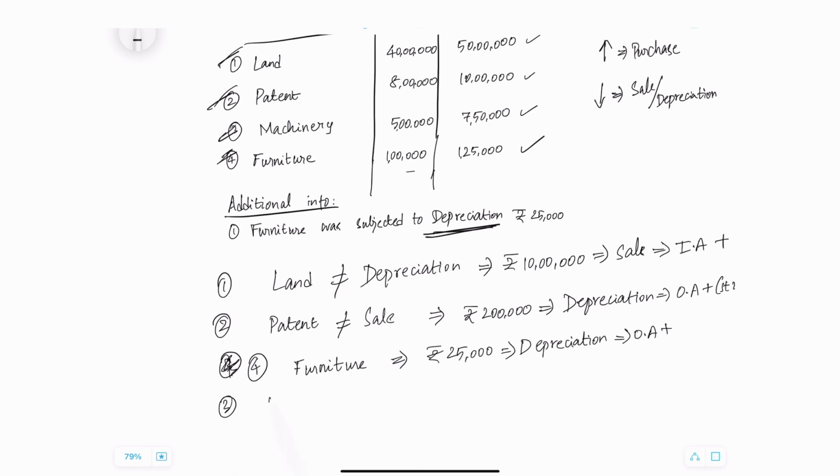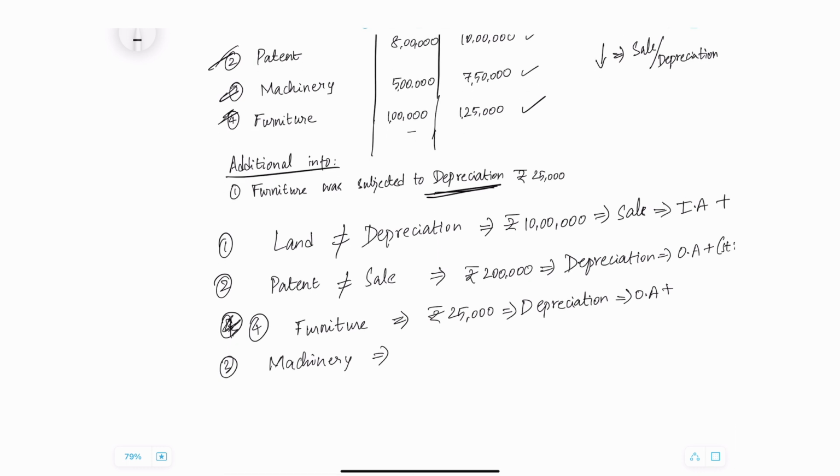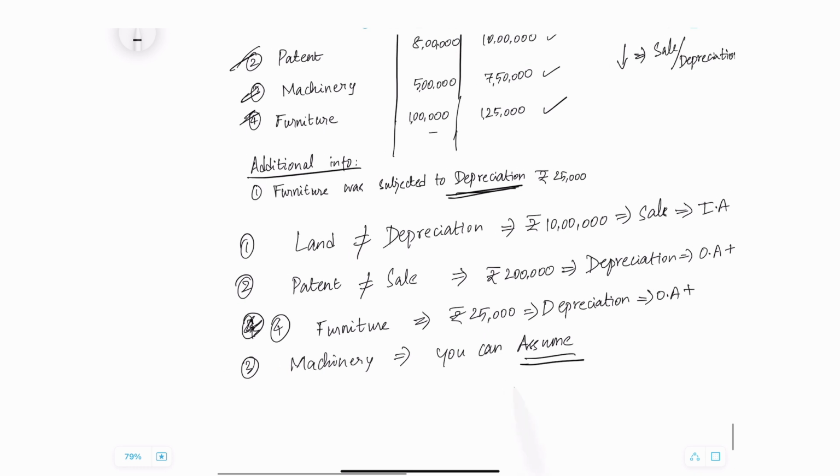Now, if you see machinery, the value of machinery has decreased, but the question has not stated anything regarding the decrease of machinery, whether it was a sale or whether it was a depreciation. Therefore, you can assume either way and you state the assumption. You can treat it either as a sale or as a depreciation. Suppose the question had said the decrease of 2,50,000 of machinery, the machinery was actually being sold, then you have to treat it like sale only. That time you cannot treat it as depreciation.